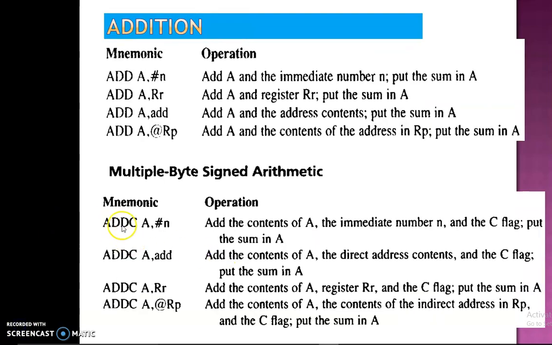So the next arithmetic operation is ADDC, nothing but addition with the carry flag. The same combinations are available. There are the same 4 combinations, accumulator with 4 addressing modes, but here you are going to add accumulator content with the second operand plus carry flag. So we are using 3 contents to add: accumulator data, second operand data plus carry flag data. So this is called multi-byte addition. We are adding 2 bytes plus carry flag.